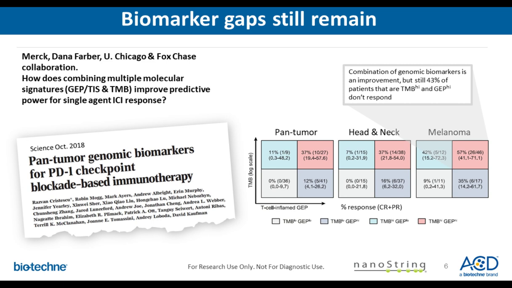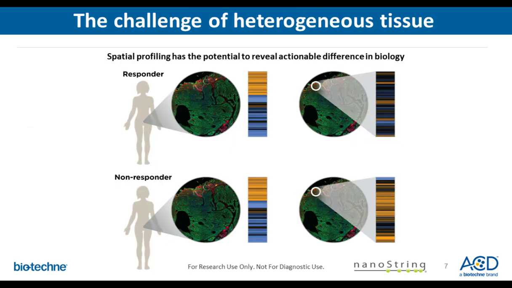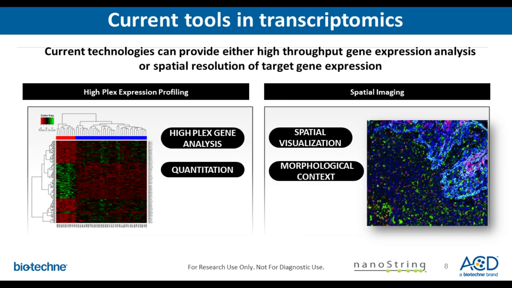The conundrum then is that there's still 43% of patients where these types of molecular analyses are not able to predict whether or not those patients are going to respond. That really comes down largely to the challenge of heterogeneous tissues. When doing bulk analysis, as you see on the left, and looking at responders and non-responders, you can oftentimes see very similar patterns of expression. However, if you're able to go in and target very specific regions of the tumor, perhaps immune-infiltrated regions or immune deserts, and focus just on those, you can then start to reveal interesting biology that would actually be predictive of therapeutic response.